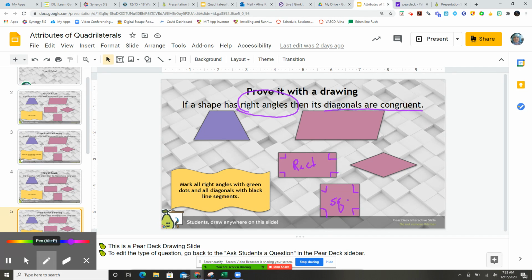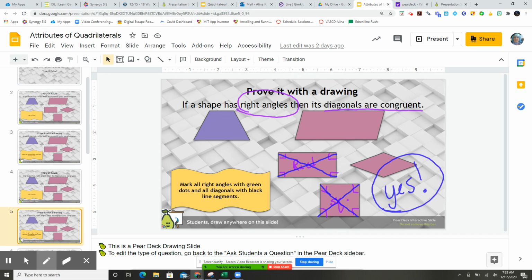And then let's draw in the diagonals and see if the diagonals are congruent. So you can use your line tool so it makes it nice and straight. Are the diagonals congruent? Yes, they are. So you want to mark all of those things on your pear deck, so you have these as notes. If I have right angles, then my diagonals are congruent. Squares and rectangles have congruent diagonals.